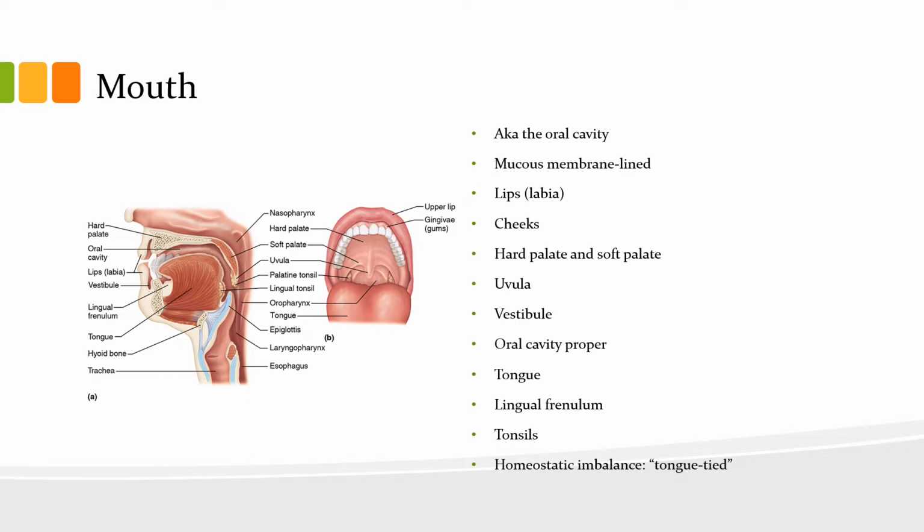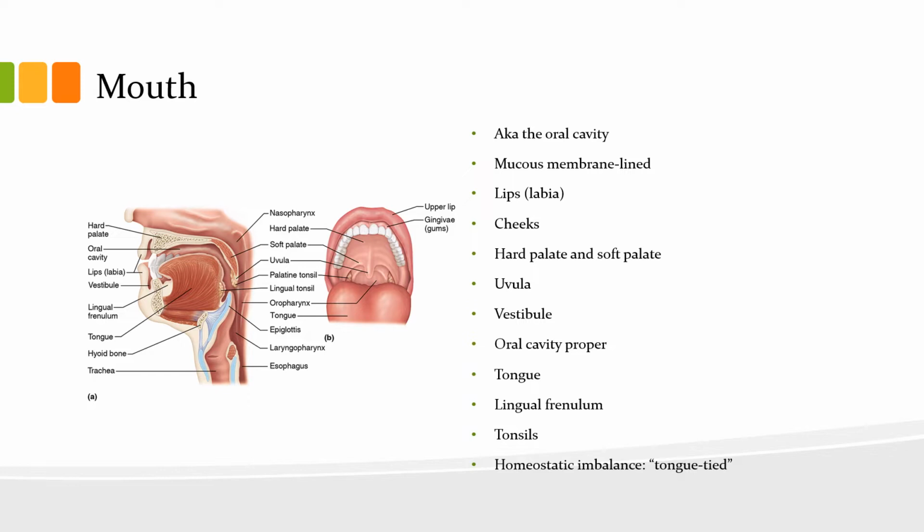The area contained by the teeth is the oral cavity proper, and the muscular tongue occupies the floor of the mouth. The tongue has several bony attachments. Two of these are to the hyoid bone and the styloid processes of the skull. The lingual frenulum, a fold of mucous membrane, secures the tongue to the floor of the mouth and limits its posterior movement. So you can actually feel your frenulum underneath your tongue.